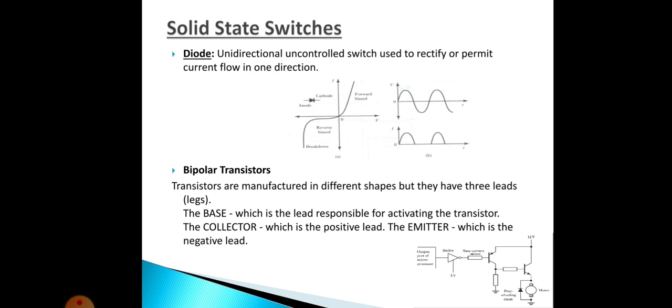The next one is the bipolar transistor. Transistors are manufactured in different shapes, but there are three leads. The three leads or legs are called the base, the emitter and the collector. The base is the lead responsible for activating the transistor. Then the collector is a positive lead, and the emitter is negative. You can see the diagram over there.